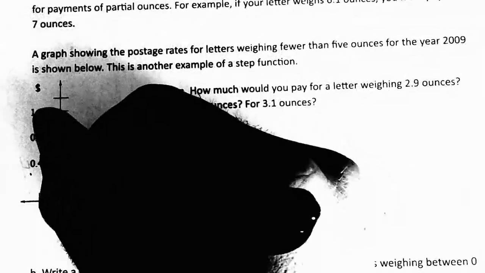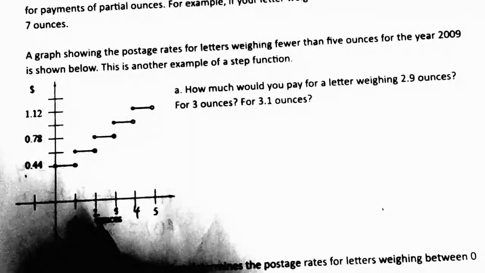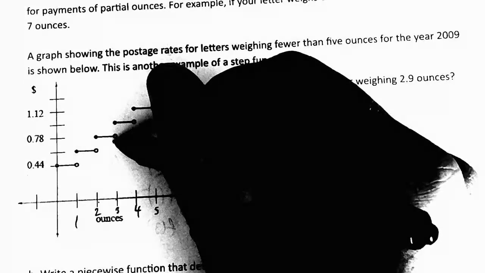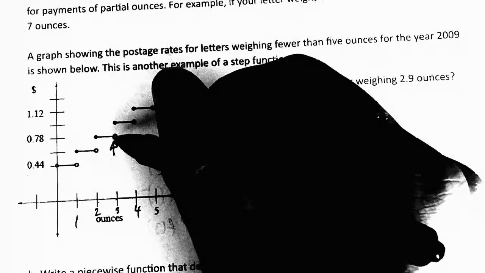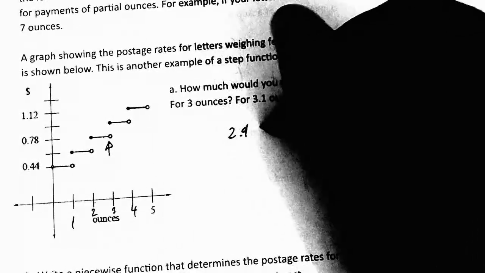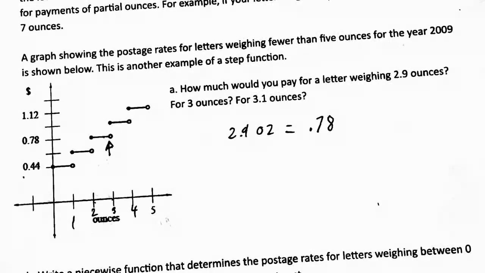So I'm going to go ahead and just make this easier by labeling my x-axis. When I'm looking for 2.9 ounces, I'm just going to go here, 2.9. It's going to be straight up. It is under 3, so I will be paying this rate right here, which is 78 cents. So 2.9 ounces equals 0.78. Okay.